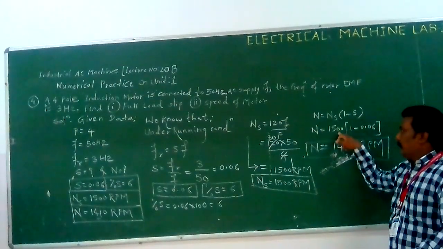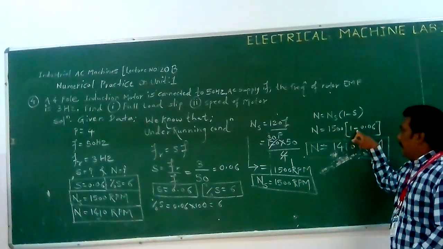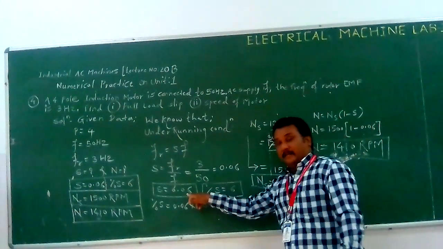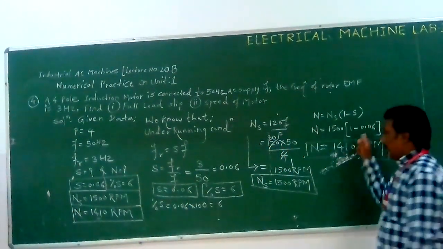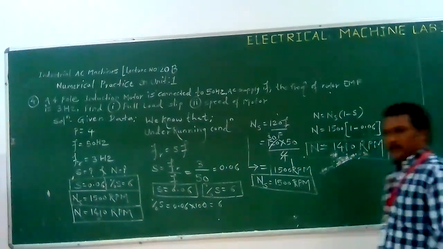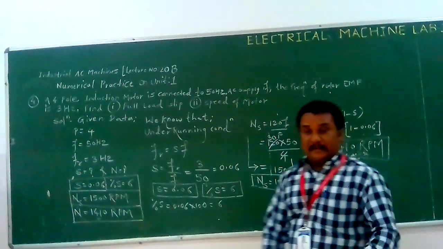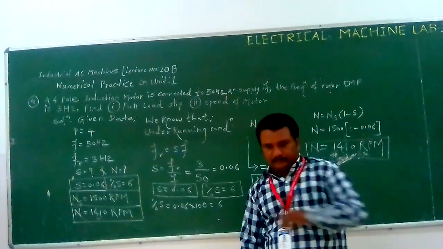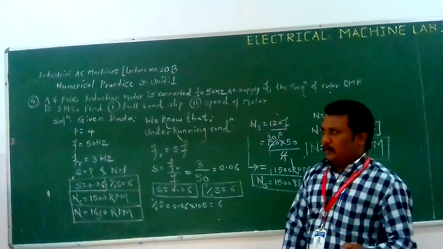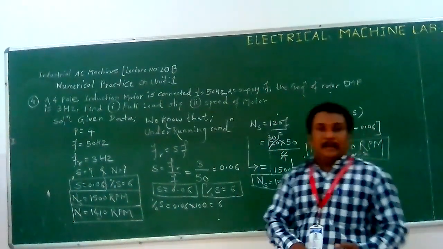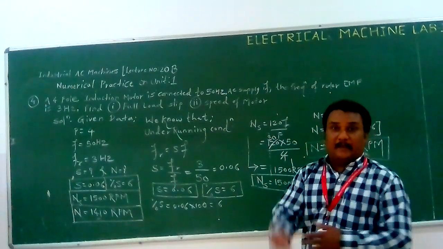Here Ns is 1500, and 1 minus slip is 0.06. Here consider the fractional value, and N becomes 1410 rpm. So this is the numerical. Students should be able to solve each and every numerical, summarize, categorize, and apply every formula whenever necessary.